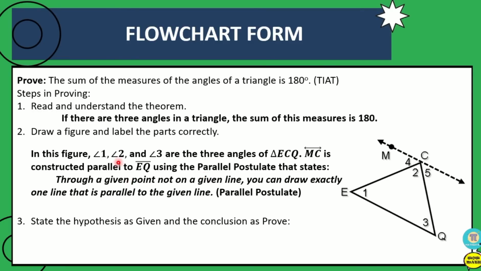In this figure, angle 1, angle 2, and angle 3 are the 3 angles of triangle ECQ. Here it is. Now, we have line MC. So, we have a line placed here. This is MC. Okay, this is our line. Line MC is constructed parallel to line segment EQ. So, this is our EQ. Okay, when we say parallel, they are the same distance apart.